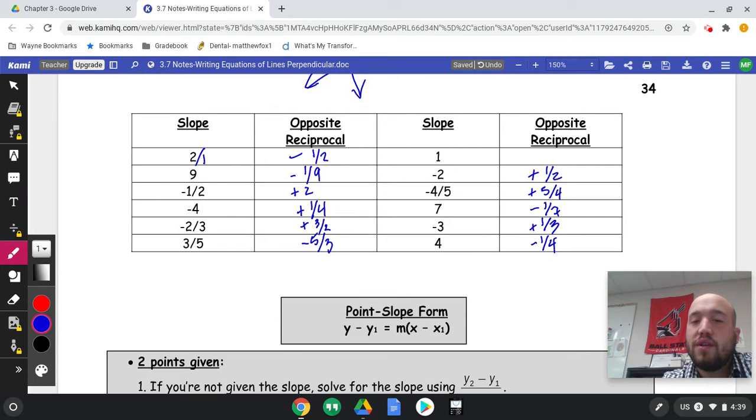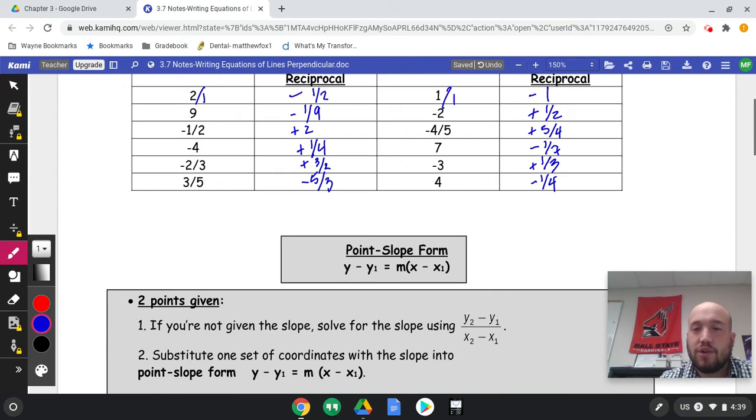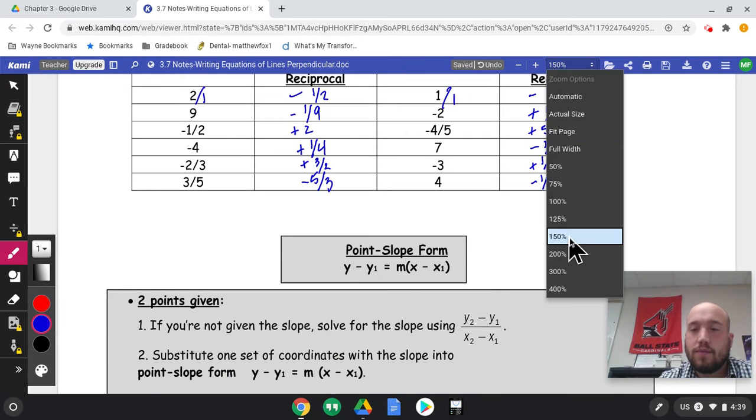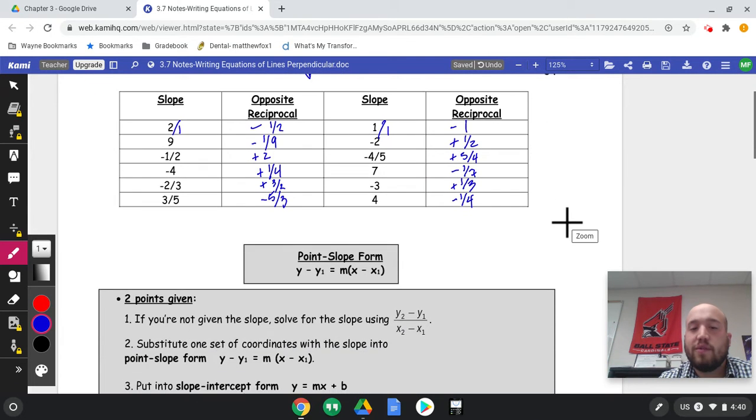Then the final one here, 1. Technically, 1 is just 1 over 1, so it's going to switch to negative. The opposite reciprocal still stays as 1. As if you switch the 1 and the 1, it's still just 1. So that is how we find the slope of a perpendicular line.